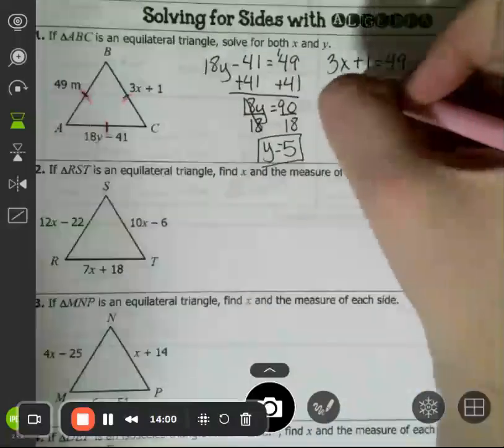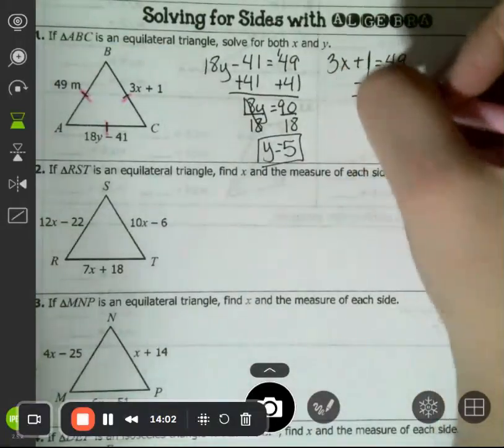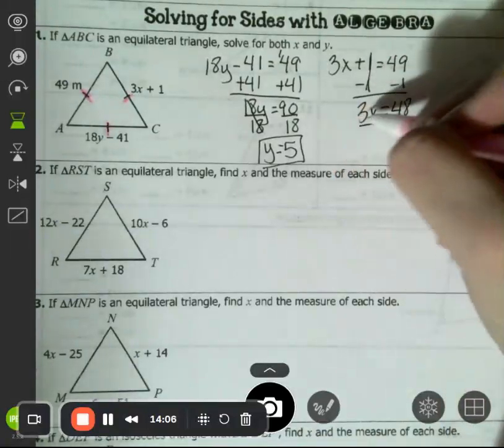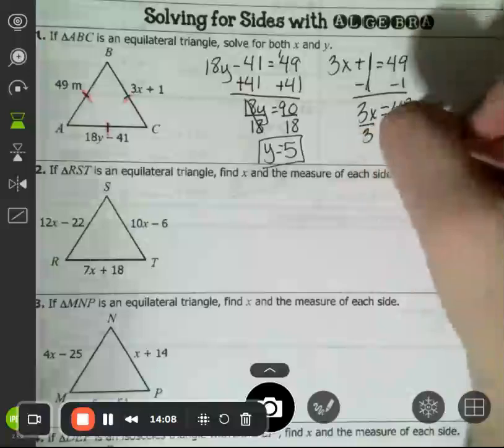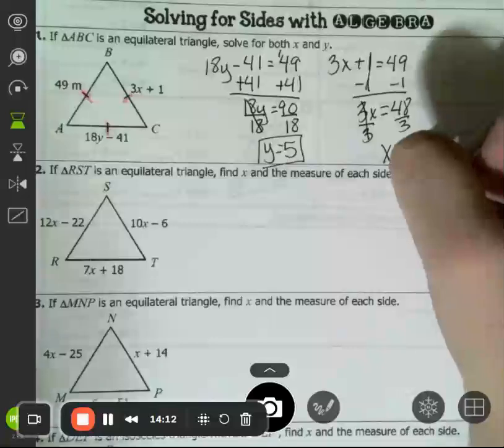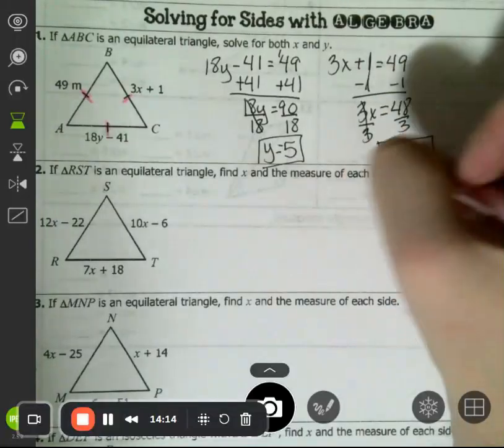Okay, same thing. Always move that loner constant first. We'll always want x by itself. And then 3 and x are next to each other, meaning they're being multiplied. And so the opposite would be to divide both sides by 3. And we get 16.